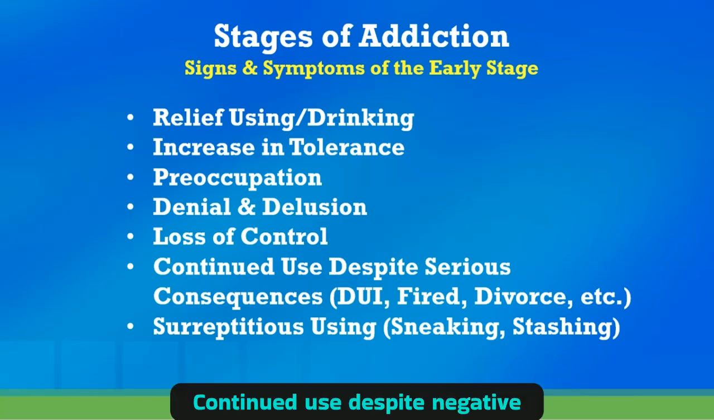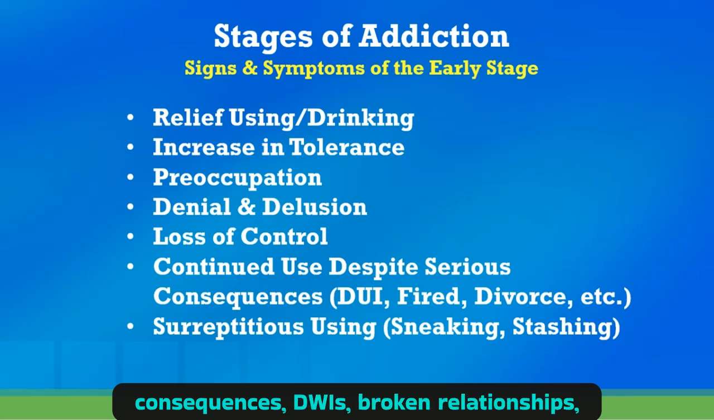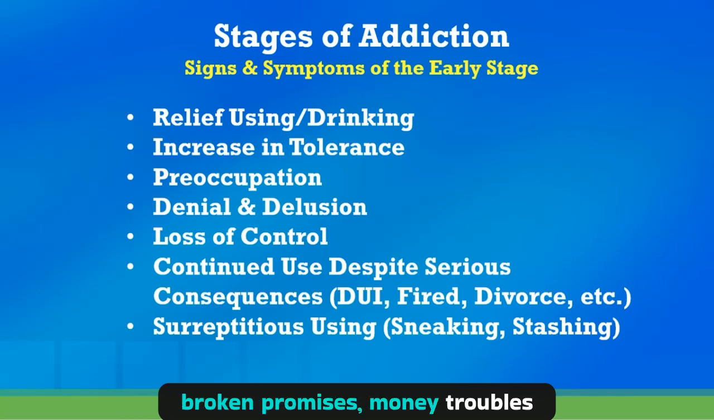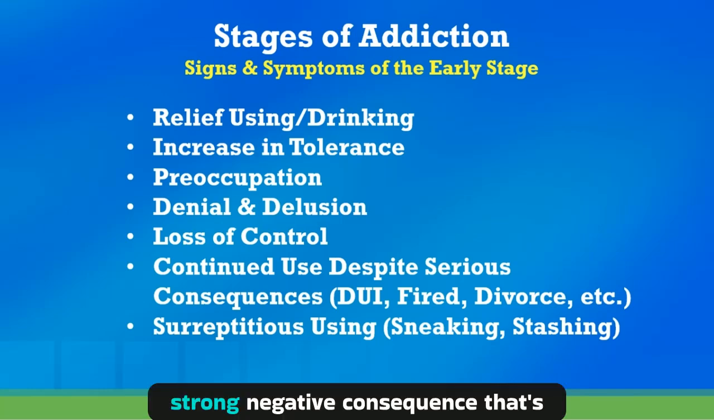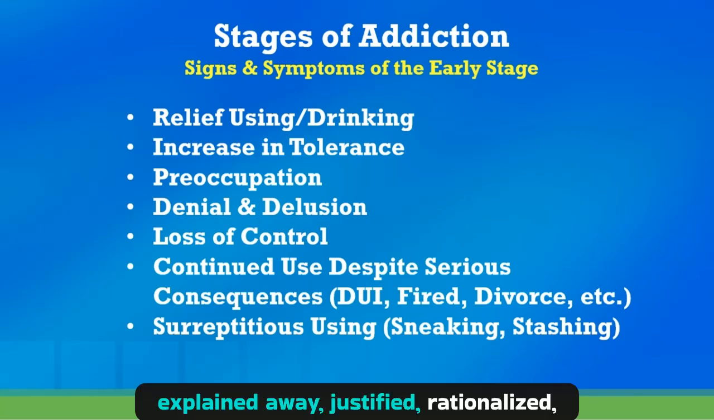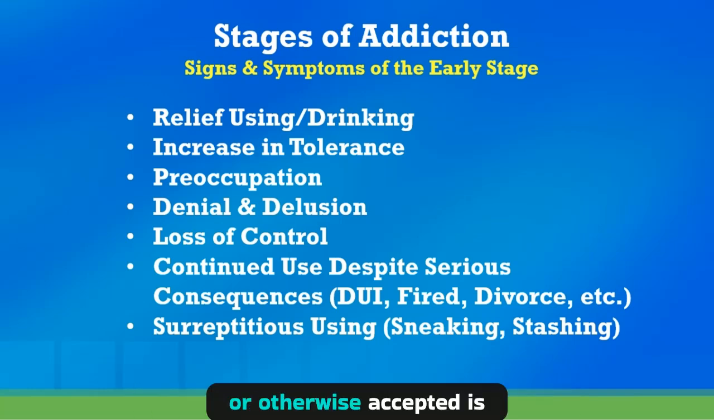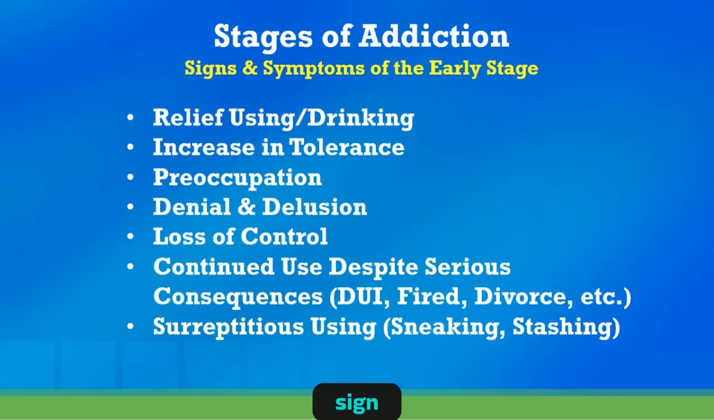Continued use despite negative consequences. DWIs, broken relationships, broken promises, money troubles, anything that has a strong negative consequence that's explained away, justified, rationalized, or otherwise accepted is the addict becoming willing to pay a heavy price to continue the addictive behavior. And so continued use despite negative consequences is a major hallmark of addiction. Sneaking, hiding, stashing the addictive activity or object is also a telltale sign.